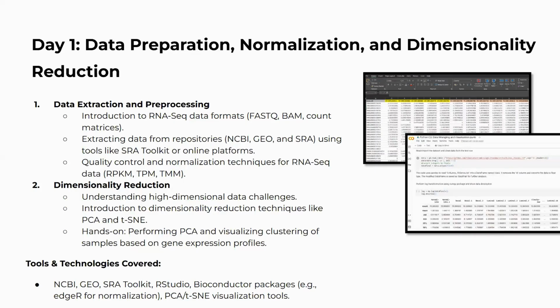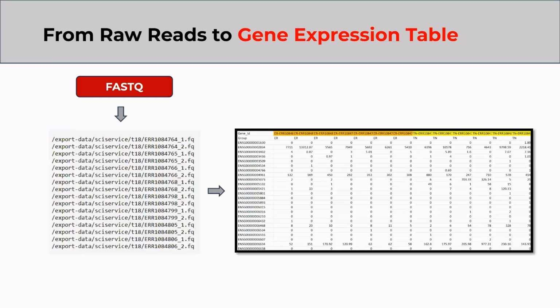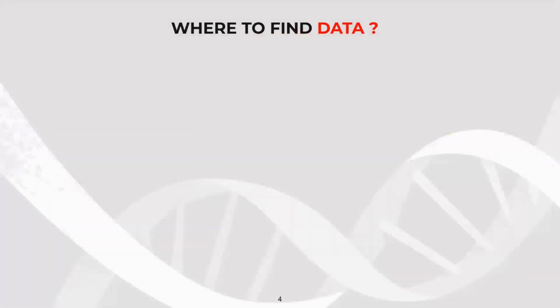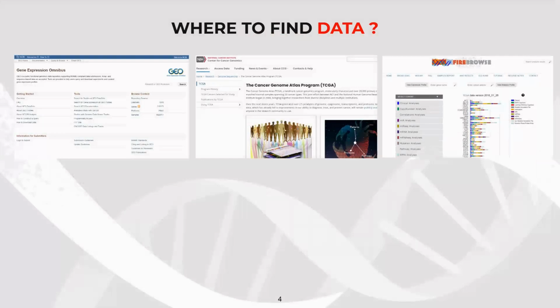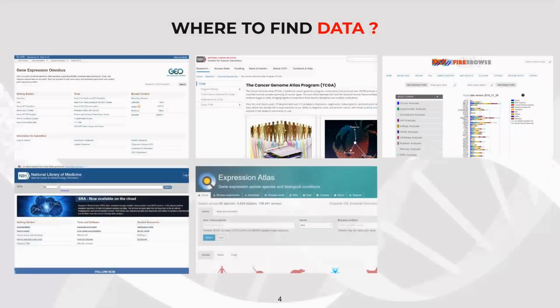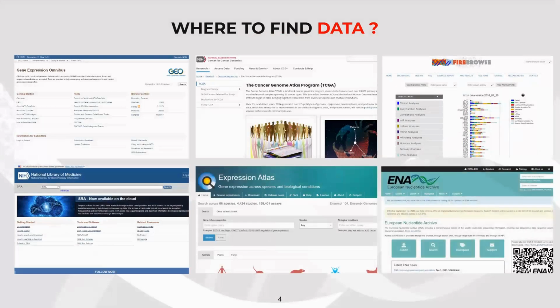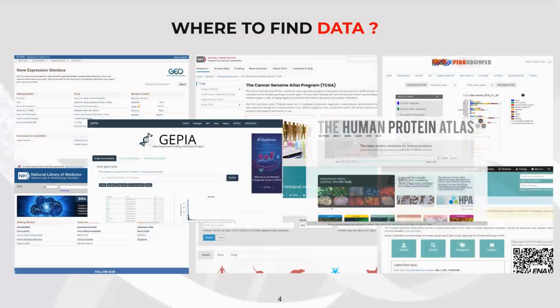Let's see, for day one, we have data preparation, normalization, and dimensionality reduction as a goal. So day one sets the stage with a focus on these topics so that we have a solid foundation for the downstream RNA-Seq analysis. We'll start by diving into the RNA-Seq data formats, and we'll explore how to extract the data sets from repositories like GEO, NIH, TCGA, then we have Firebrowse, then NCBI, SRA, then Expression Atlas, ENA, GPR, and the Human Protein Atlas.